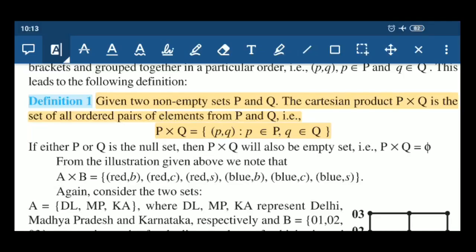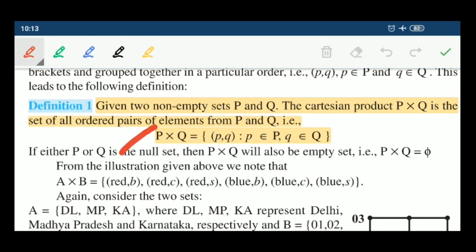Now students, you can see the definition of the Cartesian product. Suppose we are given two non-empty sets P and Q. The Cartesian product of P and Q is the set of all ordered pairs of elements from P and Q, and it is equal to P cross Q, which is the set of (p, q) where small p belongs to capital P, and small q belongs to set Q. Is it clear? This is your Cartesian product of two sets.